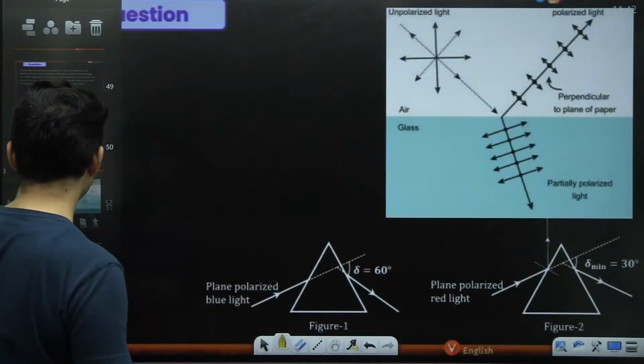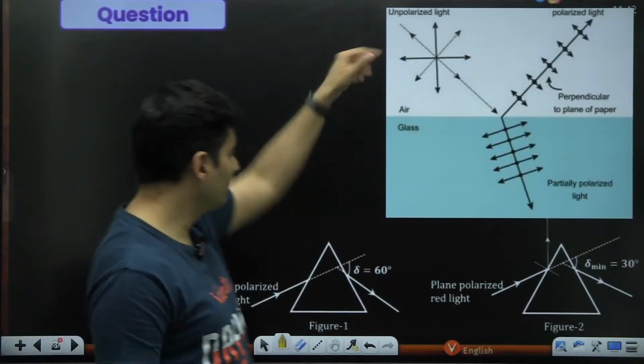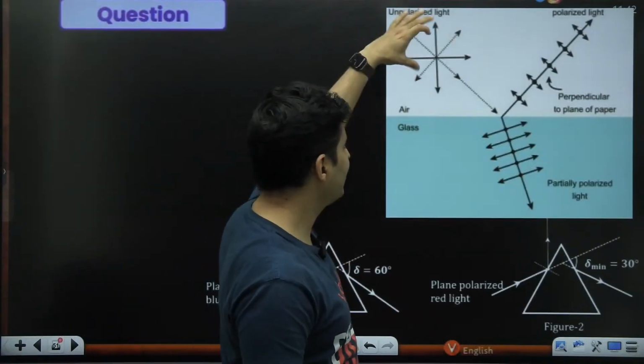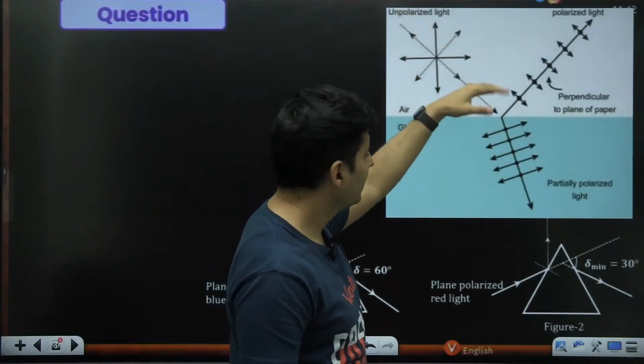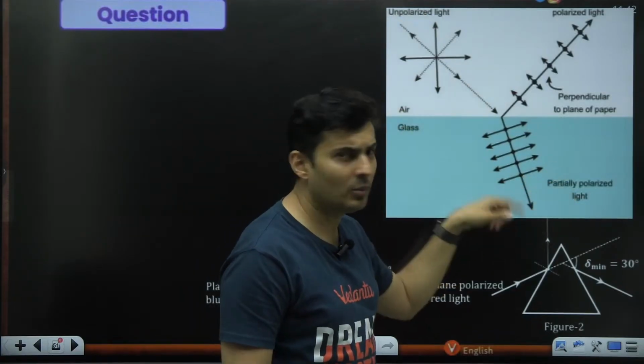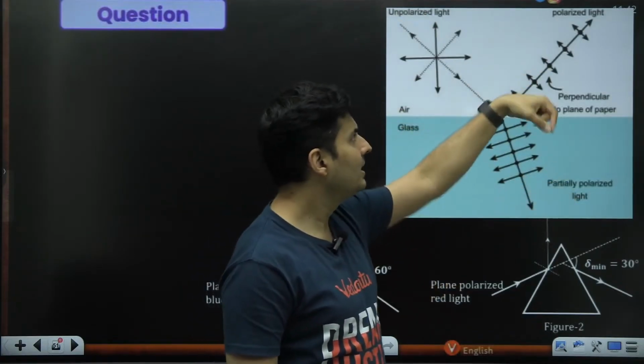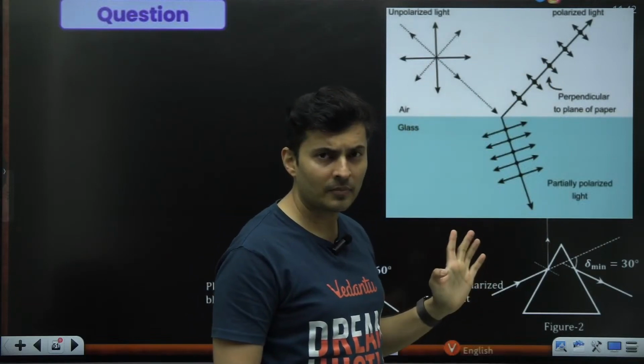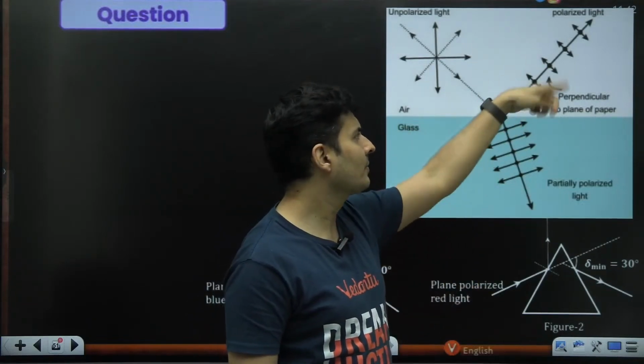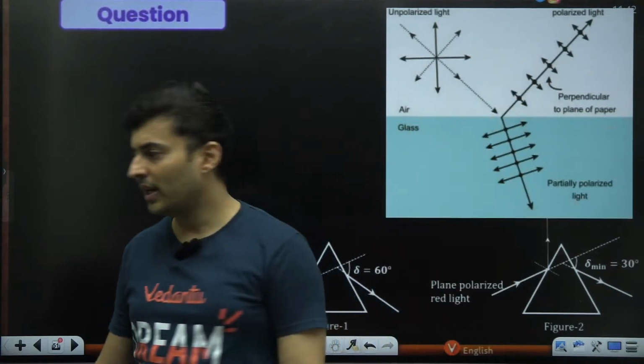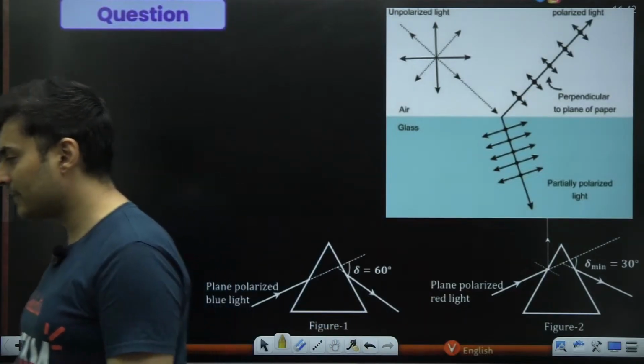Oh yeah, over here. Perfect. So this is Brewster's law. If unpolarized light falls at a particular angle, the refracted light is partially polarized, but the reflected light is 100% polarized. And the polarization is basically like this.